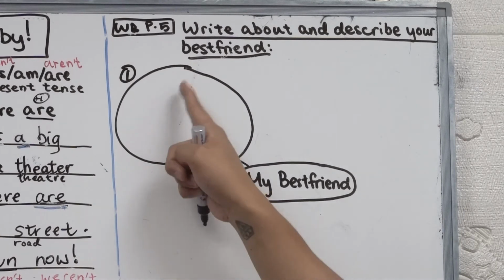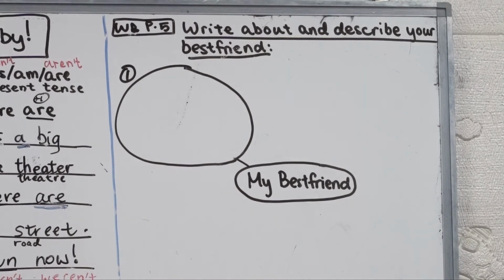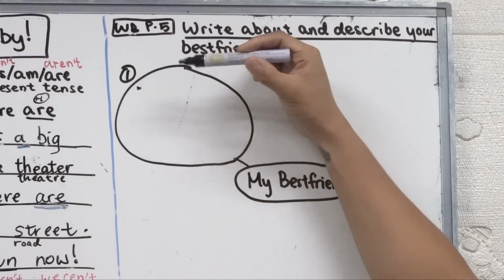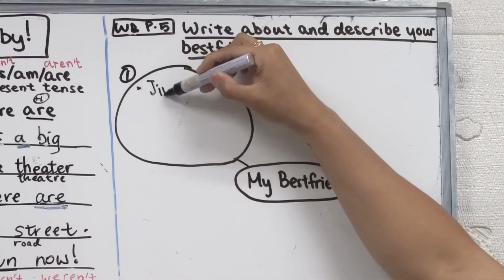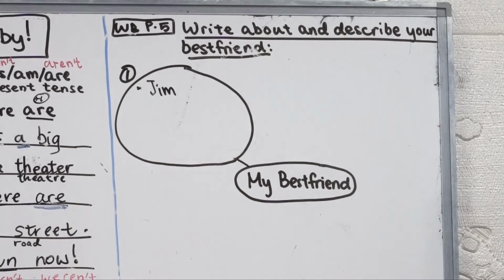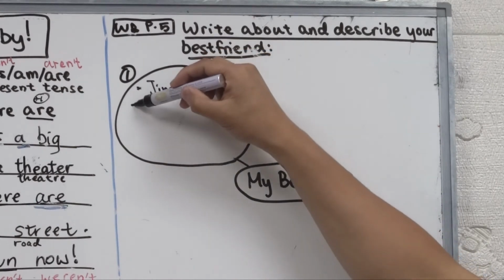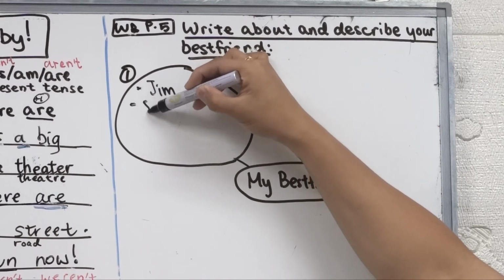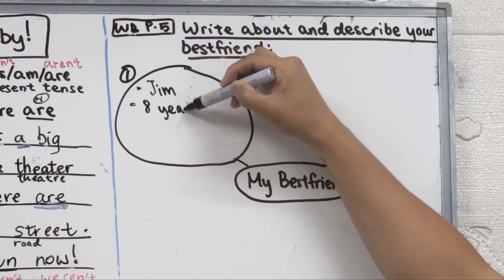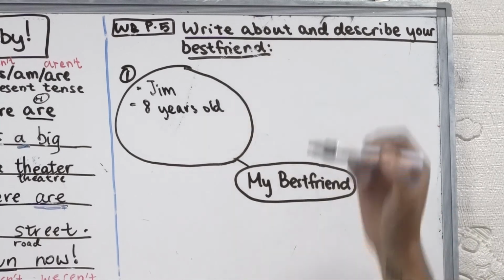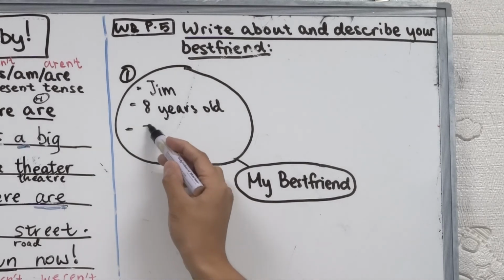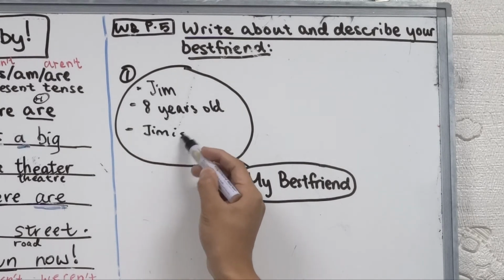Alright, for number 1, the first circle, you can talk about how your best friend looks like. So for example, maybe I can say my best friend's name is Jim. Okay, for example, you choose your own best friend, right? Who is your best friend? And then you write down their name. My best friend is Jim. And Jim is, you can say Jim is 4 years old maybe, or maybe 8 years old, right? Jim is 8 years old. And then is Jim tall? Is Jim short? I can say Jim is short, right? Jim is short.